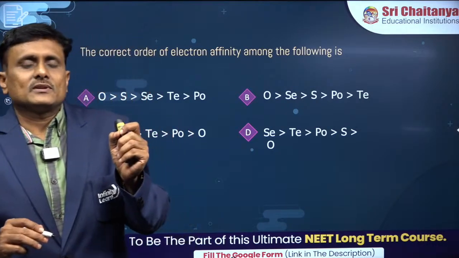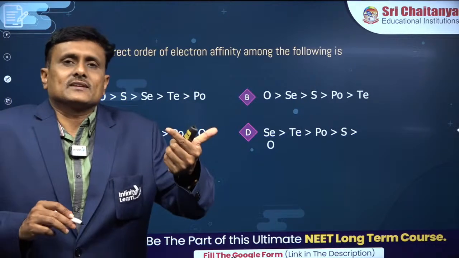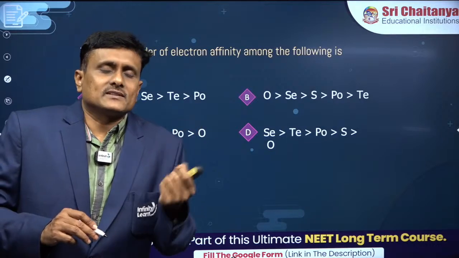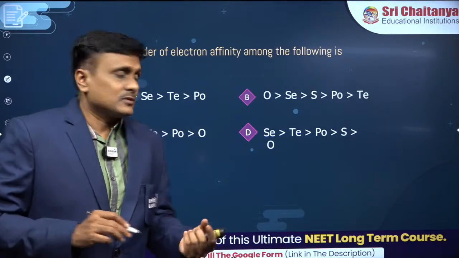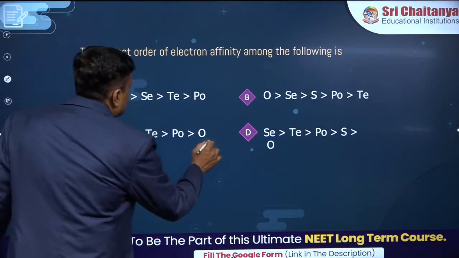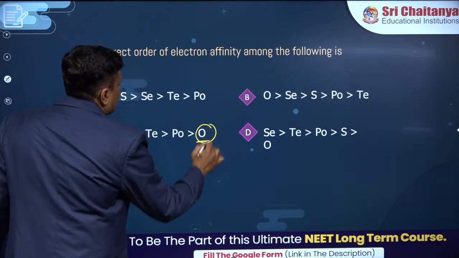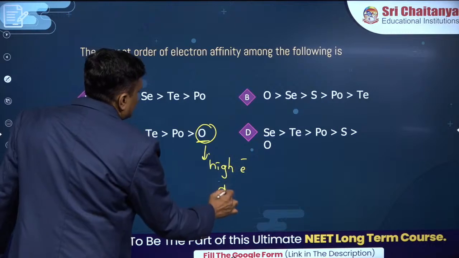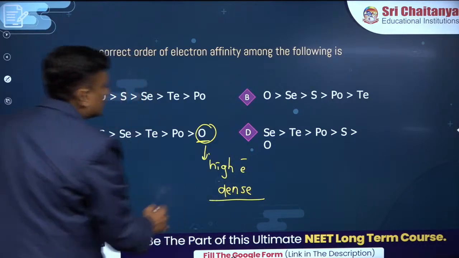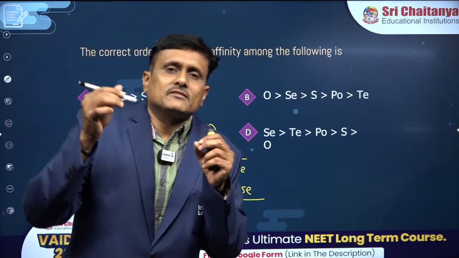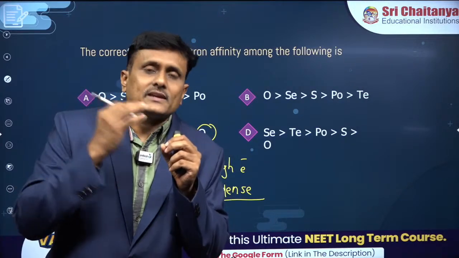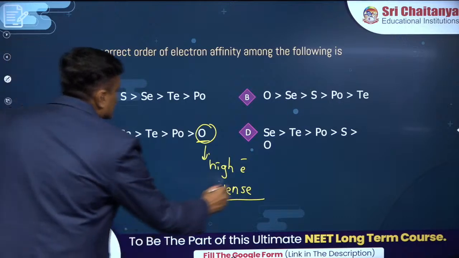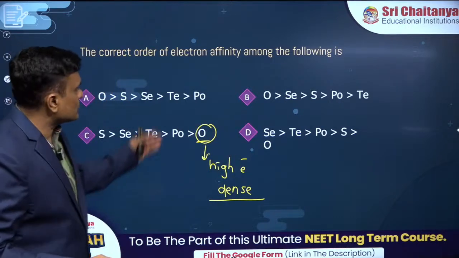Fluorine would have been greater than chlorine, but you will see chlorine is greater. Oxygen would have been greater than sulfur as far as electron affinity is concerned, but you will see the reverse. Because of the excess of electrons present on the oxygen, it is highly electron dense. Because oxygen is highly electron dense, the incoming electron will face a lot of repulsion from the existing electrons because of the high electron density, because of which it goes to the last position.